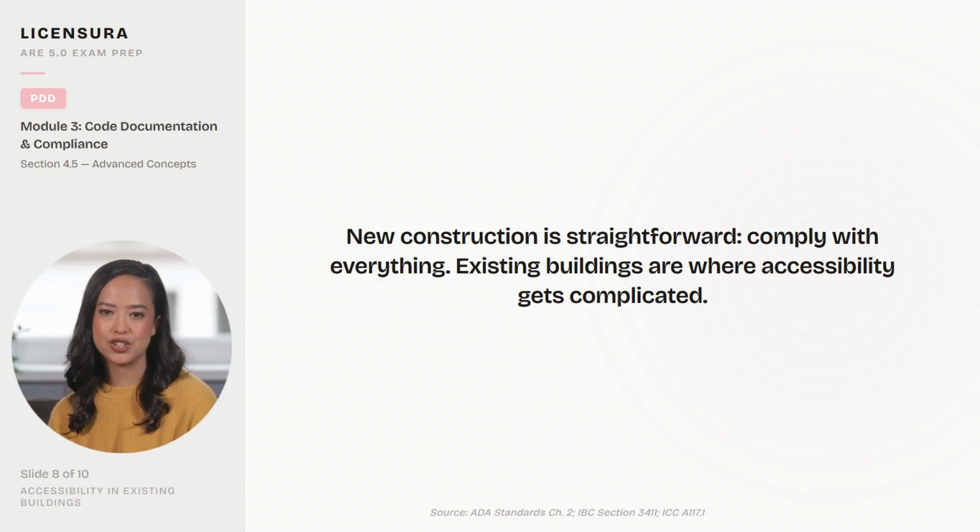New construction is straightforward. Comply with everything. Existing buildings are where accessibility gets complicated. When you alter an existing building, how much accessibility do you need to add? The answer depends on the scope of work, the cost, and whether you're changing the building's use. And the ADA and IBC have slightly different rules.